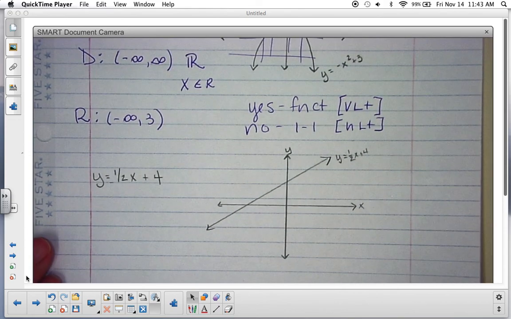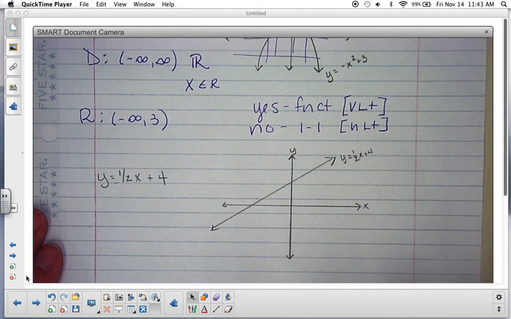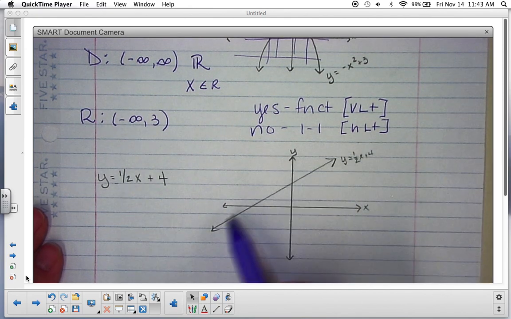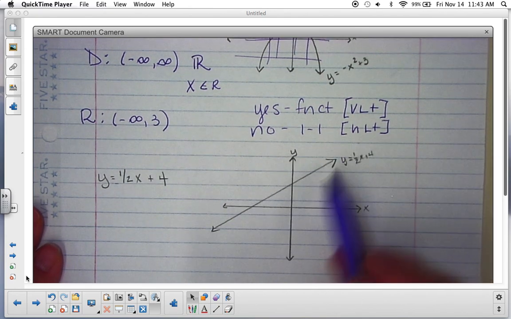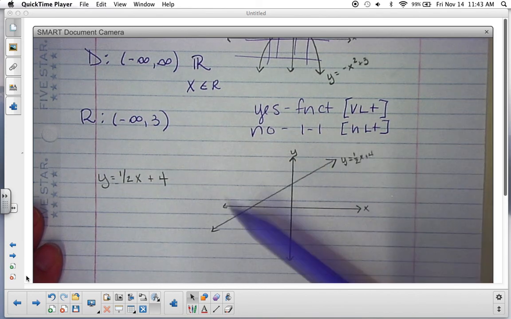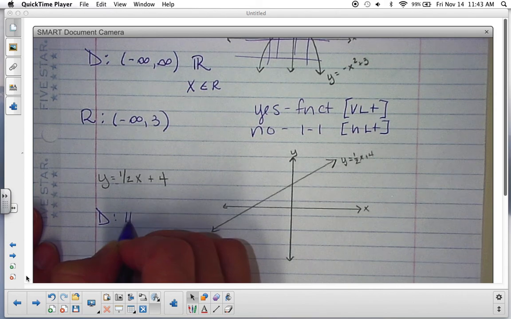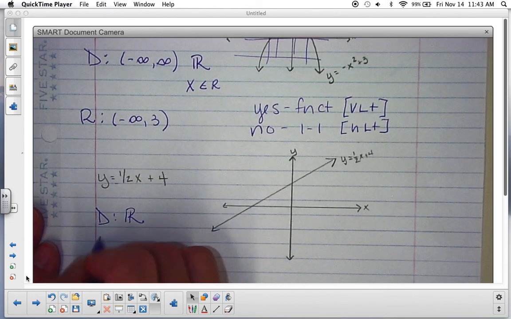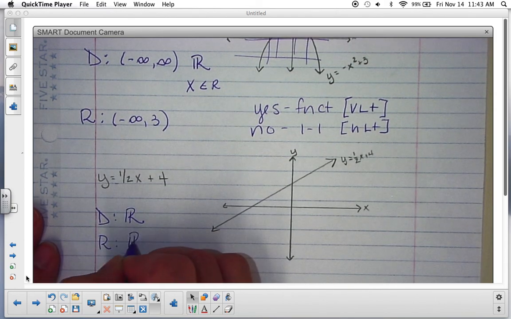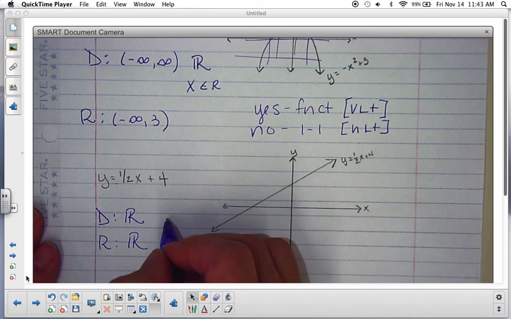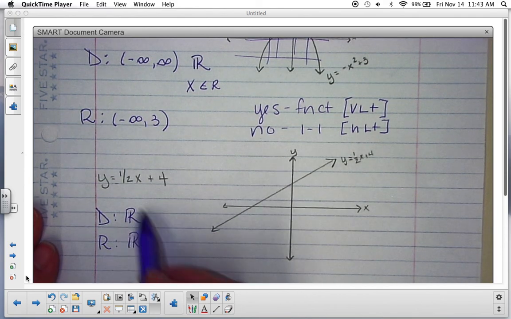Second example is just a line, y equals 1/2 x plus 4. It's a line that extends forever and ever in both directions. So if it's going out to the left and out to the right, up and down in every direction, the domain here is all real numbers. The range is also all real numbers. You still can write negative infinity to infinity if you prefer it. I usually do this just because it's a little quicker.